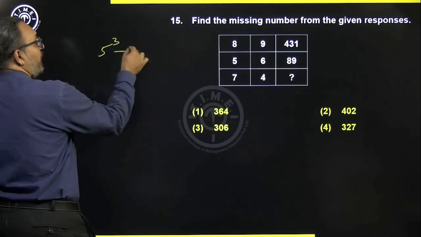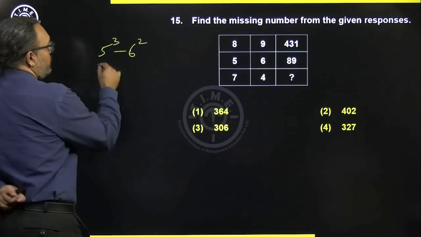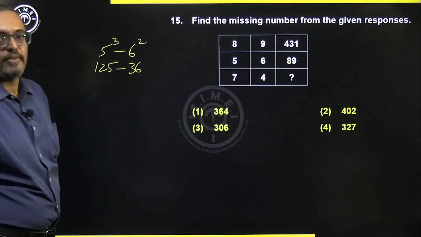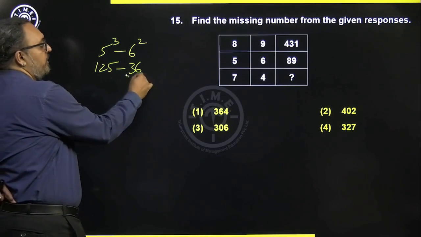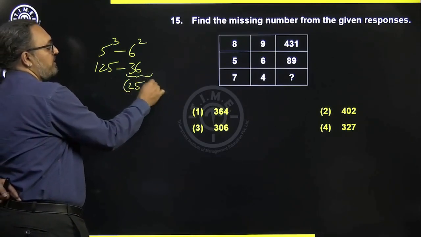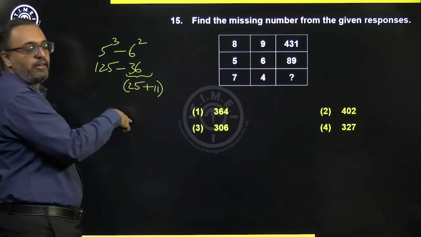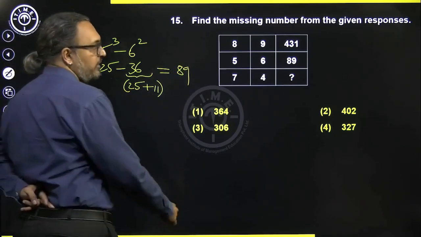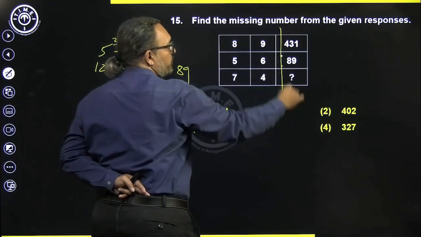Or can I take 5 cube and 6 square? So this is 125 minus 36. Correct? So 125 minus this 36 can be written as 25 plus 11. So 125 minus 25 is 100. 100 minus 11 gives you 89. And that is precisely what I have. So this is a horizontal operation we can consider.